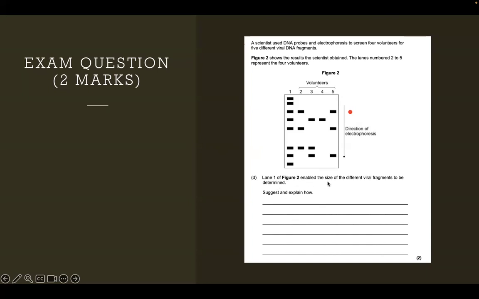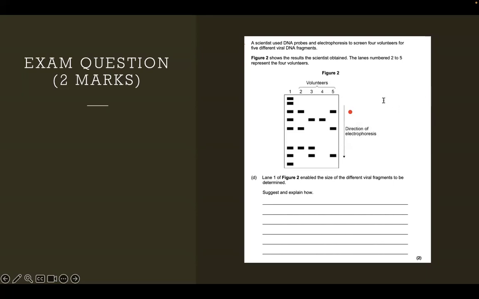It says lane 1 of figure 2 enabled the size of the different viral fragments to be determined. Suggest and explain how. Yeah, that's right. But does that relate to the question? Taq polymerase is the DNA polymerase, but it's specifically referred to as Taq polymerase because it works at the 72 degrees that I mentioned. So you wouldn't use human DNA polymerase, you'd use Taq polymerase, which is a polymerase from bacteria.